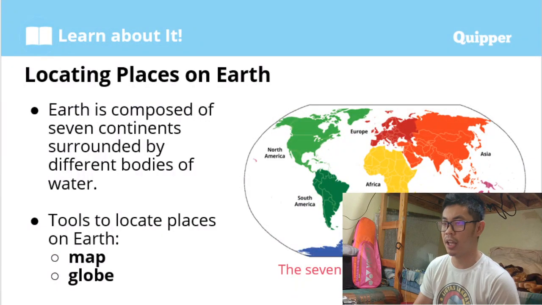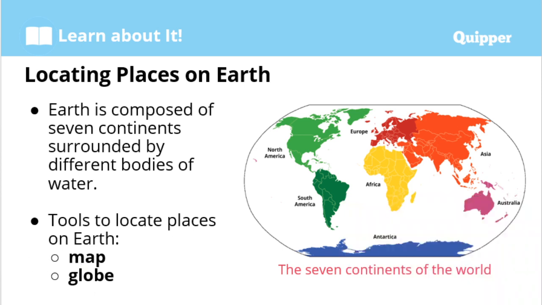So if you get to see here, in this slide, the Earth is composed of seven continents surrounded by different bodies of water. To be specific, the land mass above water, which are the continents, is composed of only 1/4 of the Earth. The rest, 3/4, is the vast water bodies that surround those land masses.